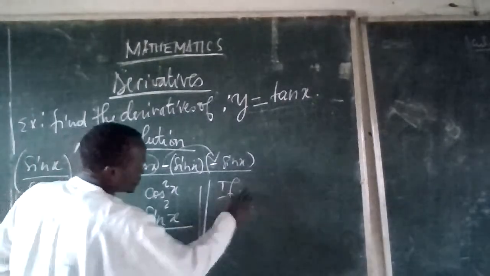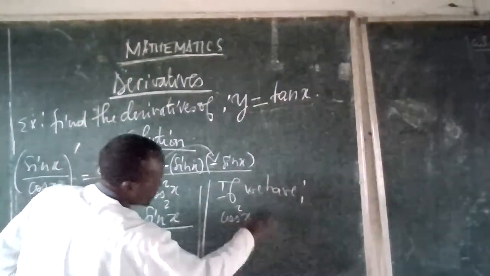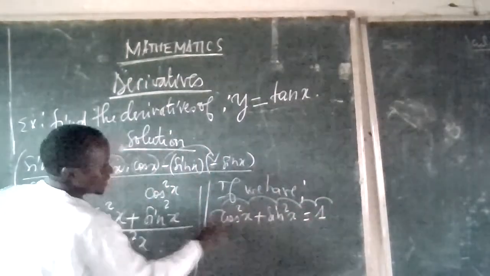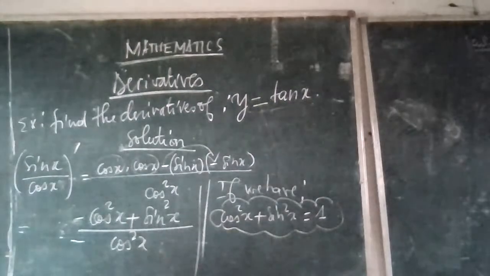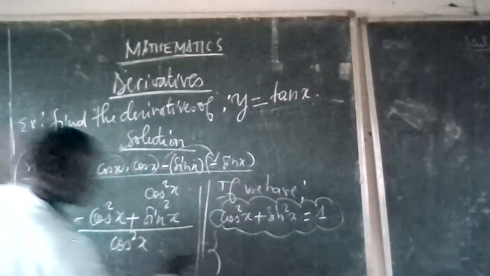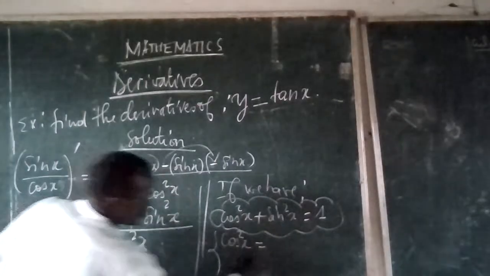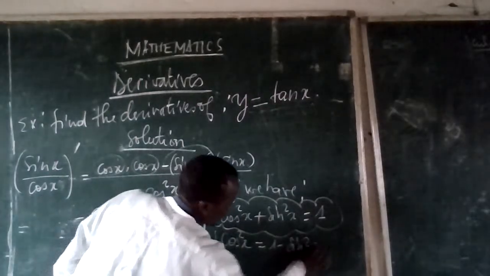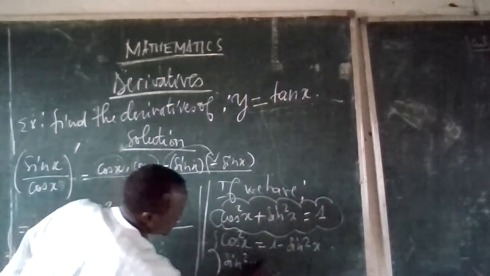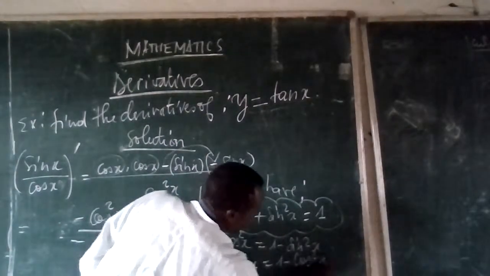Now in trigonometric ratios, we have seen this formula: cosine square x plus sine square x is equal to 1. This is a law that you find in trigonometric ratios. Also, another thing that you have to know, as I told you last time, if you have cosine square x, it should be equal to 1 minus sine square x. Also, the second one, if you have sine square x, it should be 1 minus cosine square x.